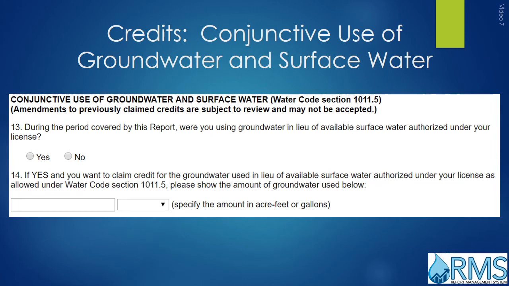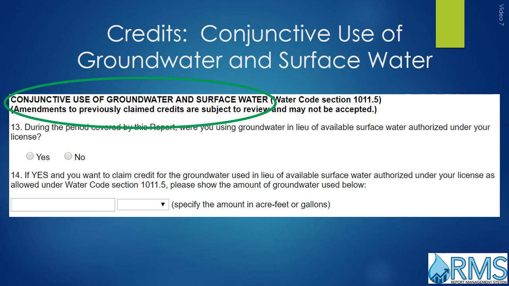The third credit section is for conjunctive use of groundwater and surface water. In order to claim credit for conjunctive use of groundwater in lieu of surface water, the surface water source had to be available for the claimed period. In other words, if a surface stream dried up and the water right holder was forced to use groundwater as an alternative source, that use could not be claimed under conjunctive use.